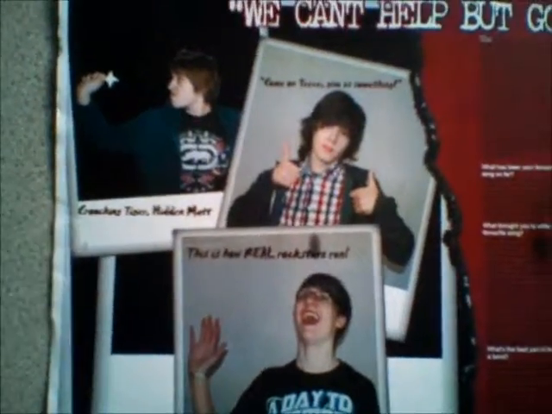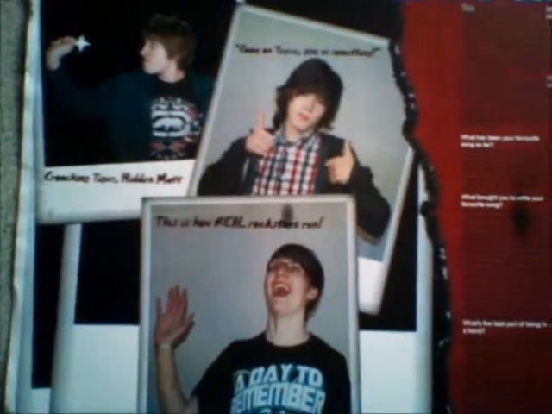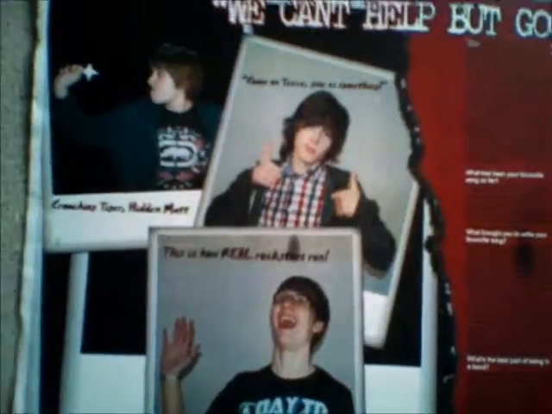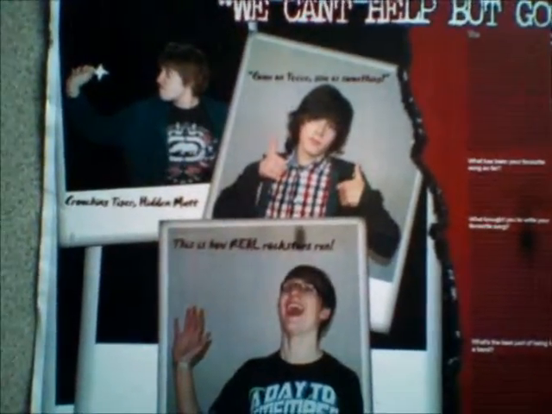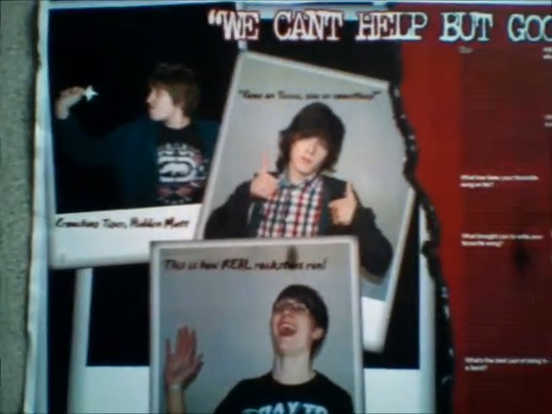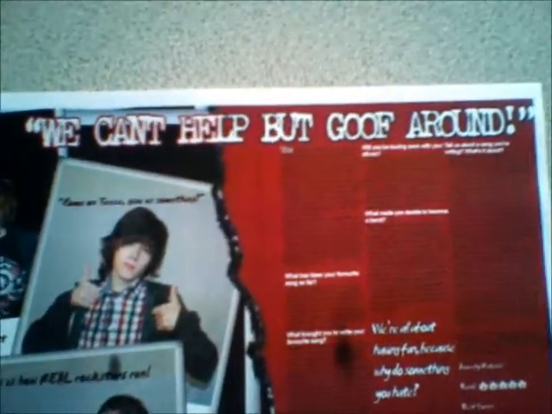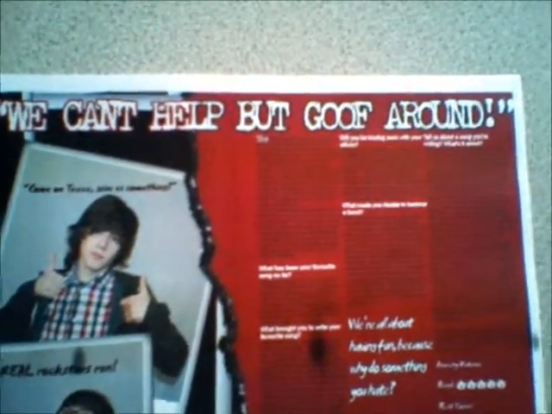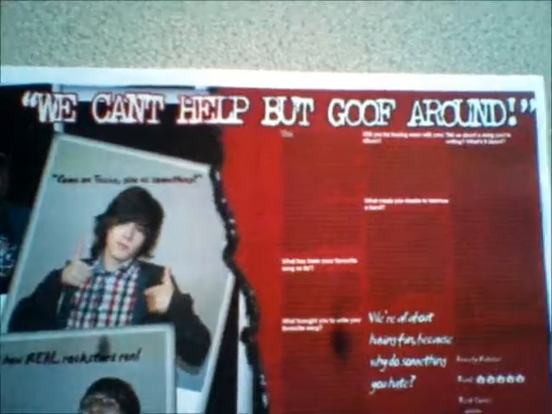In the pictures I have challenged the social convention of punks, because punks are generally very moody and the majority of people on here are having fun. Also, the title of the article, We Can't Help But Goof Around, shows that not all punks are really miserable, some are very fun-loving.